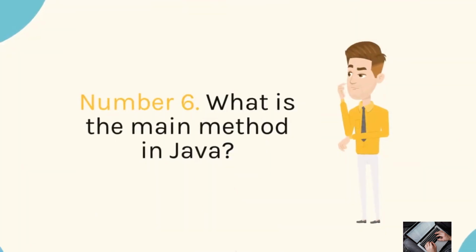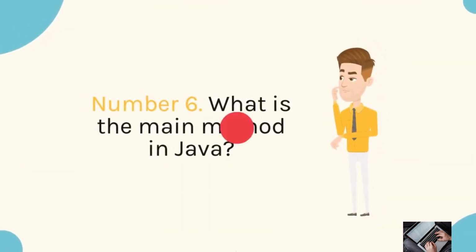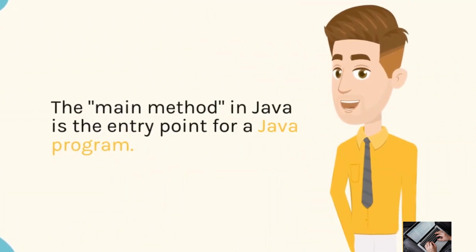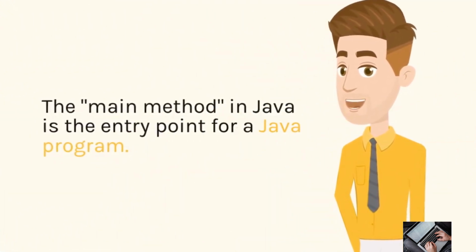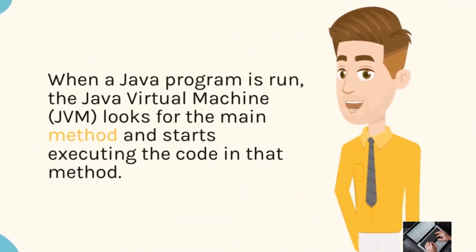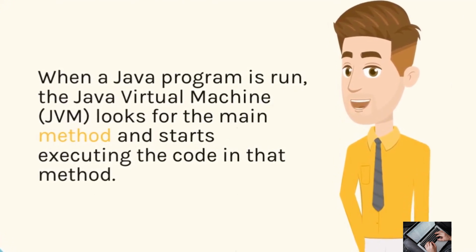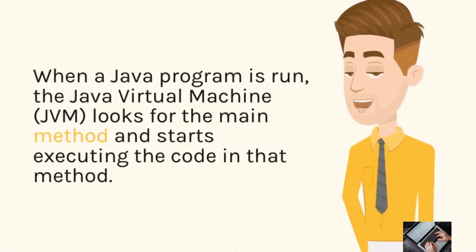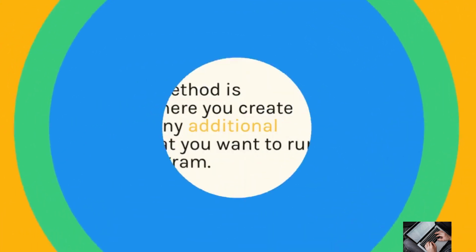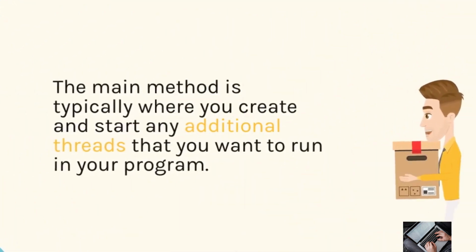Number 6. What is the main method in Java? The main method in Java is the entry point for a Java program. When a Java program is run, the Java Virtual Machine (JVM) looks for the main method and starts executing the code in that method. The main method is typically where you create and start any additional threads that you want to run in your program.